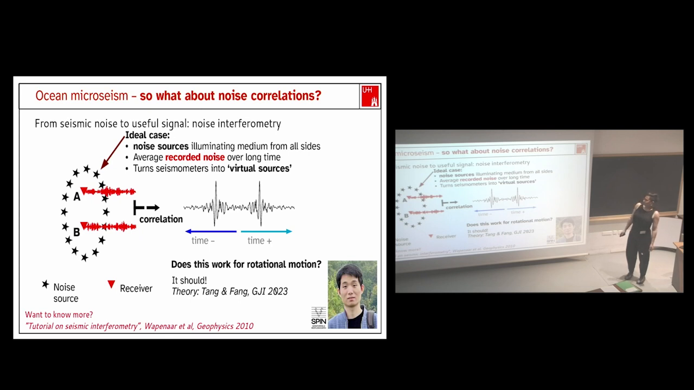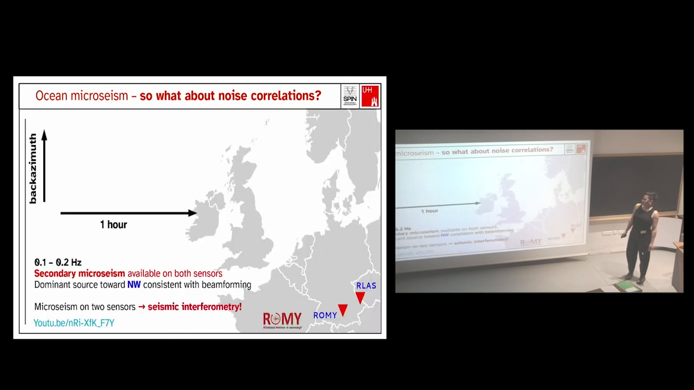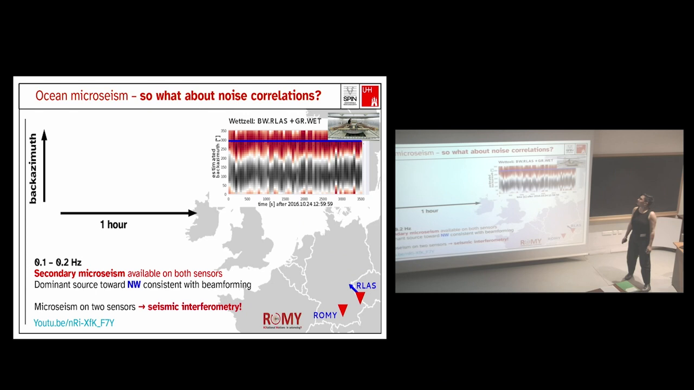But does it also work with data? So first of all, you need data where you can pick up the microseism at two different locations. And that's where it was tricky for a while, because we only had one ring laser that was sensitive enough to pick up the secondary microseism. Then this other ring laser, ROMI, was built, and once it was operational properly, there were days where it could also pick up the secondary microseism quite well, which is what I'm showing here.